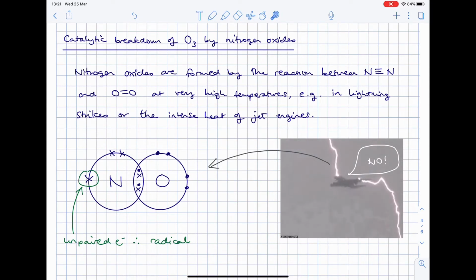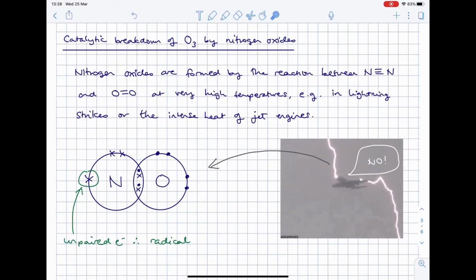Very high temperatures are needed as the activation energy for the reaction is very high, as the nitrogen-nitrogen bond is a triple bond and the oxygen-oxygen bond is a double bond. So lots of energy is needed to break these bonds before they can react. At high altitudes near the ozone layer, the most likely sources of this energy are lightning strikes and the intense heat of jet engines. The nitrogen oxides produced are radicals, as each of them has an unpaired electron.